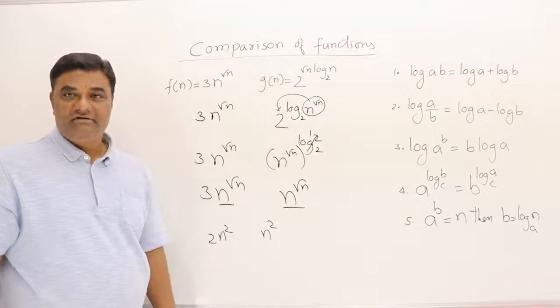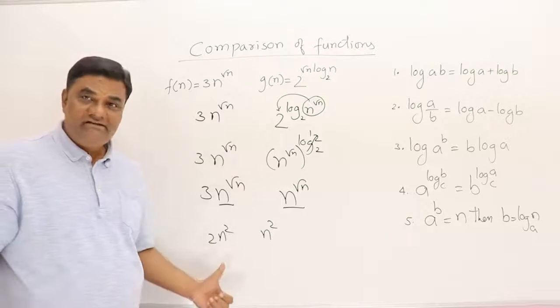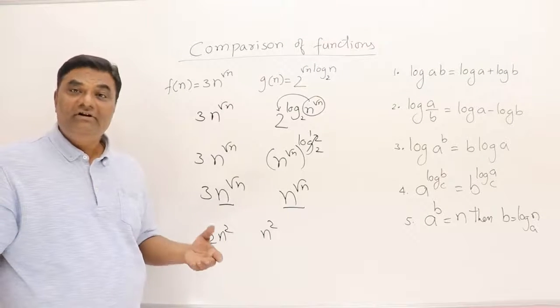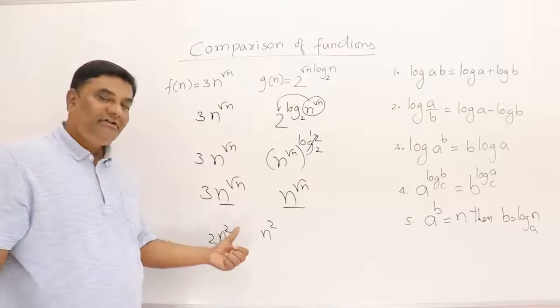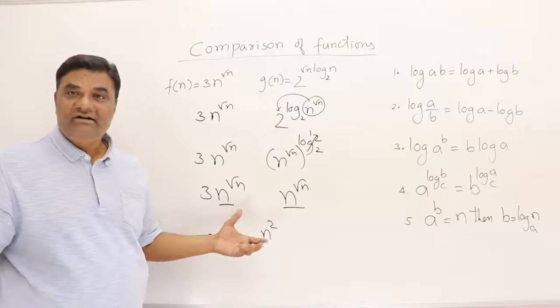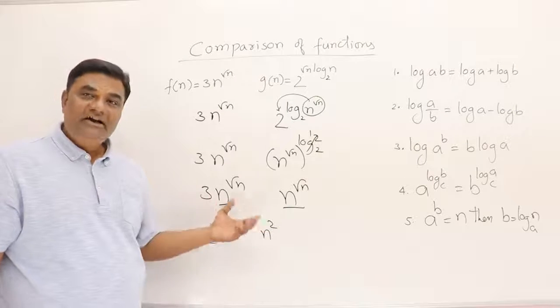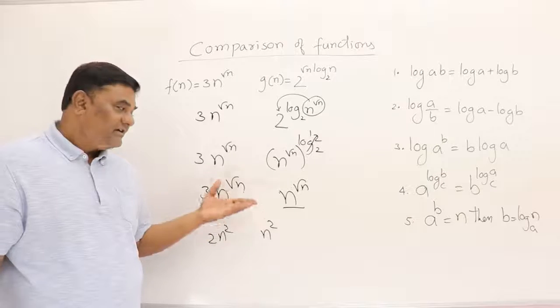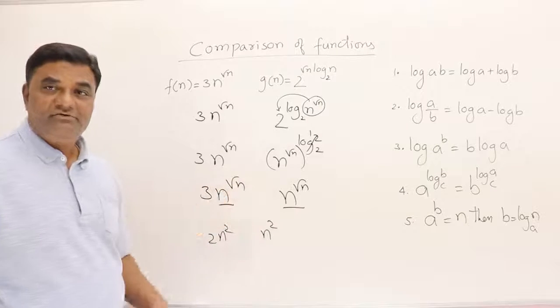Asymptotically, they are equal. Value-wise, this is greater. Order of n square, big O of n square, big O of n square. Asymptotically, they are equal, but value-wise, this is greater than that one. So if you want the asymptotic answer, then both are equal. Both functions are equal.